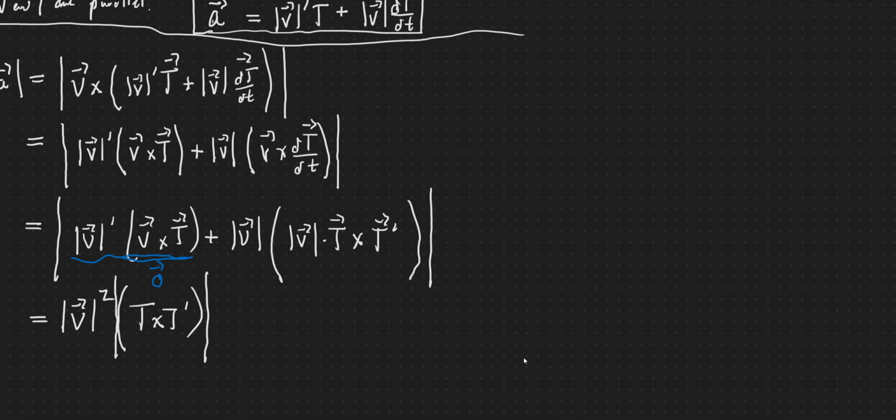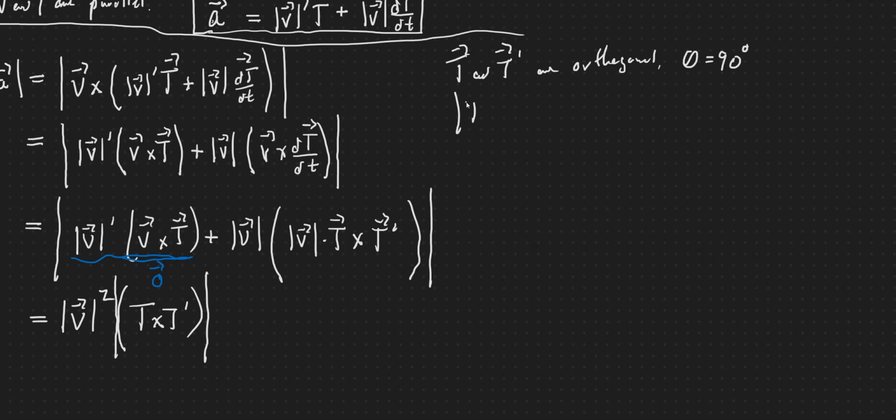And I just have, and now I can pull out this other magnitude of v. I have magnitude of v squared, so that's pulling this out of here. Again, you can refresh your memory on algebra of cross products. T cross T prime. And this is still all under a magnitude. I can pull this magnitude out of the other magnitude. So I have magnitude of T cross T prime. And remember, T and T prime are orthogonal. So the angle between them is 90 degrees.